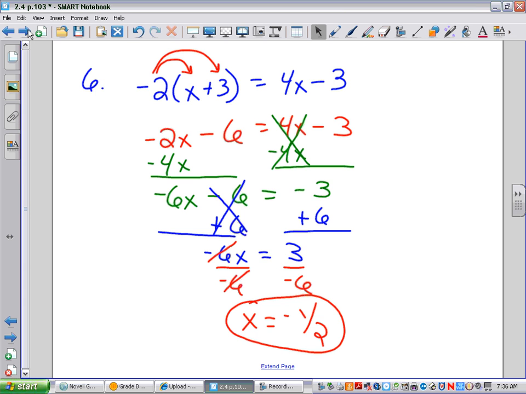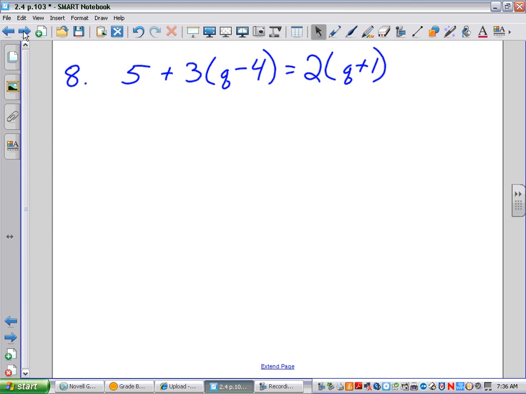One more that I wanted to work out with you. We'll work at the rest of them out in class. I want to do number 8. Again, look at the parentheses. You have 2 sets of parentheses now, so you have to do distributive property twice. Not a big deal. We're going to write 5 plus 3q minus 3 and 4 makes 12 equals 2q. 2 times 1 makes 2.